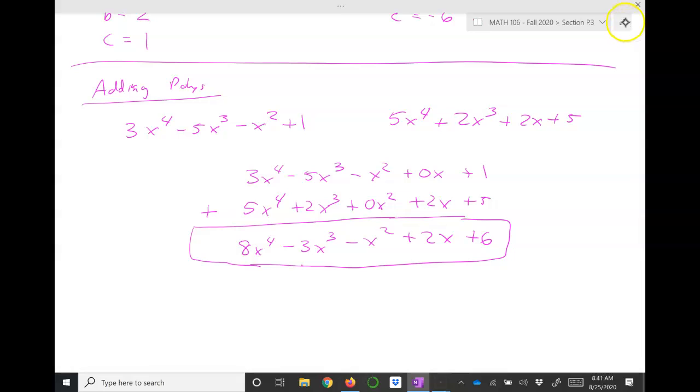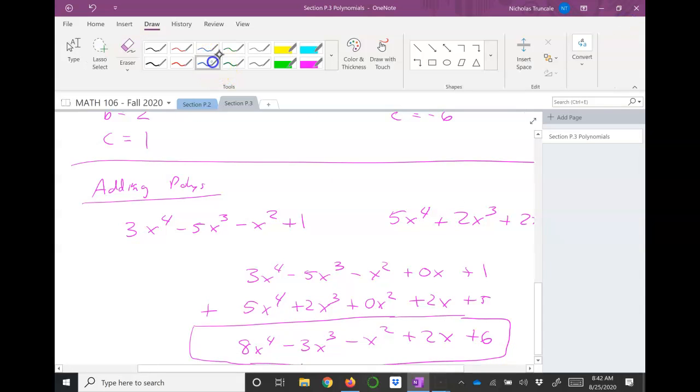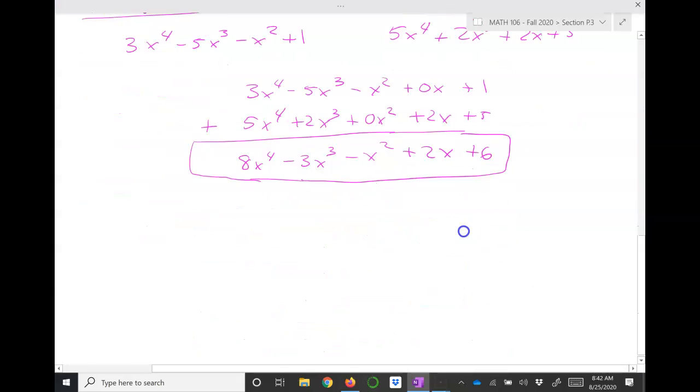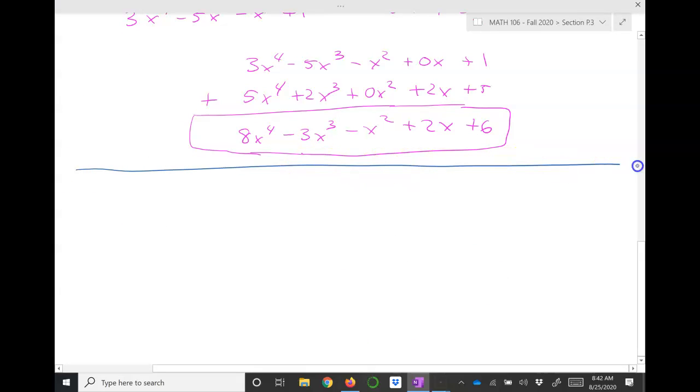Okay. I'm just going to change colors simply so that you could see where the new material starts for today. I'm not very good at this, but I always forget to throw in dates in the notes so you know where one class ended and the other began. So we're at 8/25/20. The next thing we're going to talk about is subtracting polynomials.